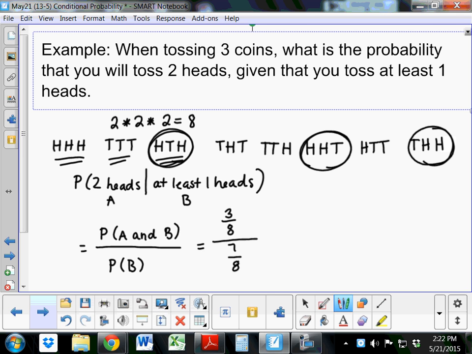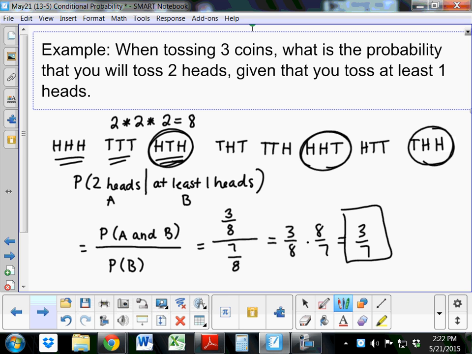2 heads and at least 1. How do we do that in numbers? How do you divide 2 fractions? You change it into a decimal. That would be one way, or you could keep, change, flip, whatever you want to call it. KFC. That's what I do. I think about my first fraction, and then I multiply by the reciprocal of my second fraction. Final answer is? 3 over 7. Beautiful. That is the answer.